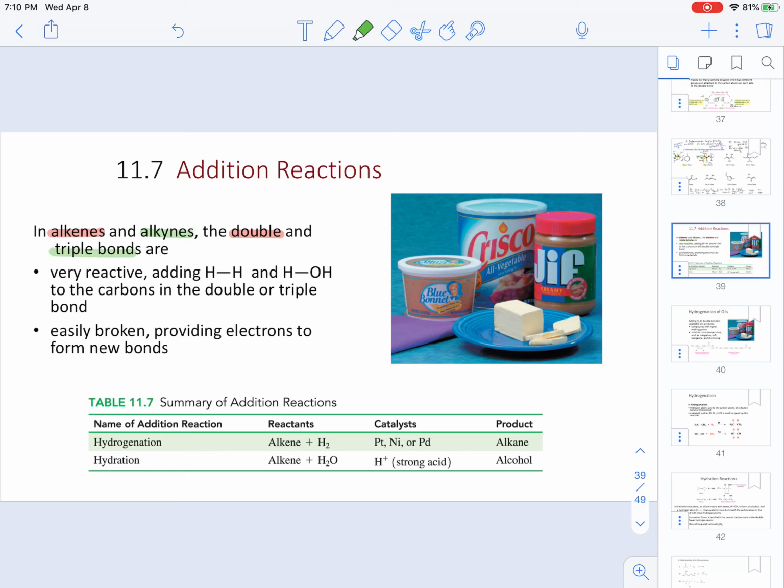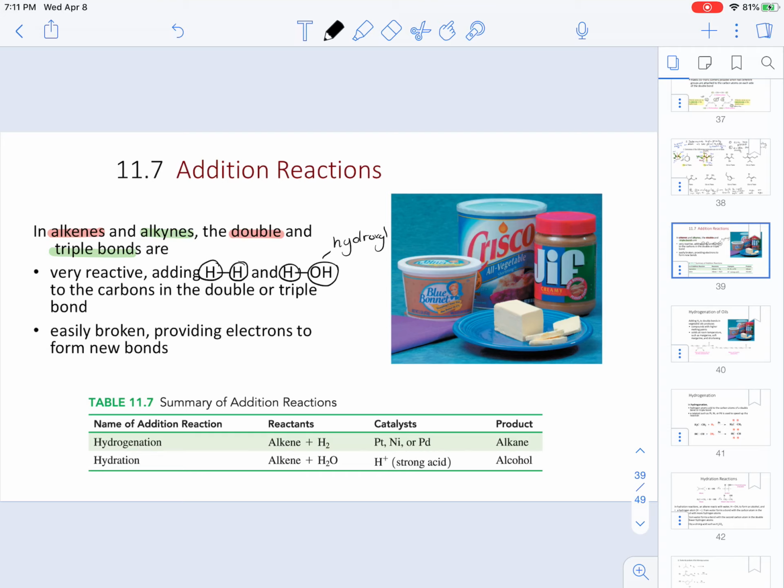Understand that these functional groups that are part of the hydrocarbon family are very reactive. So we can be adding hydrogen atoms across that carbon-carbon double bond or triple bond, or we can be adding hydrogen and hydroxyl groups. Now, that is possible because these carbon-carbon double bonds or carbon-carbon triple bonds are easily broken, and they can be providing electrons to form new bonds.